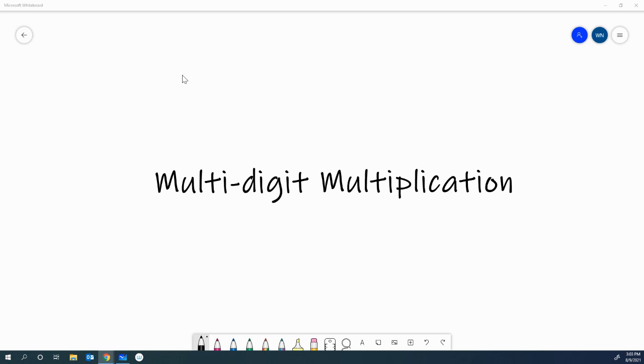Today we're going to be working on multi-digit multiplication. Multi-digit means that our factors, remember when you're doing multiplication, it's factor times factor equals product. Multi-digit means that we're going to have multiple digits in both of our factors. So both of our factors are going to be more than one digit. Let's dive into the very first problem.